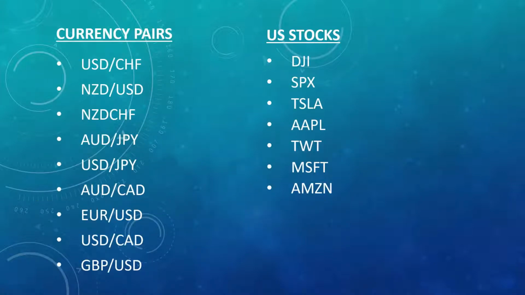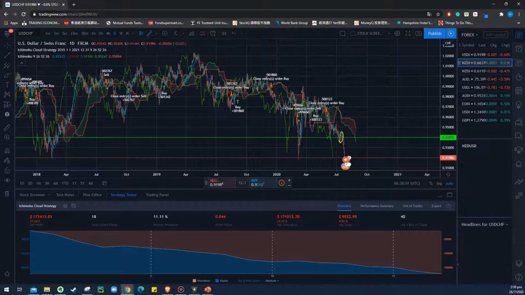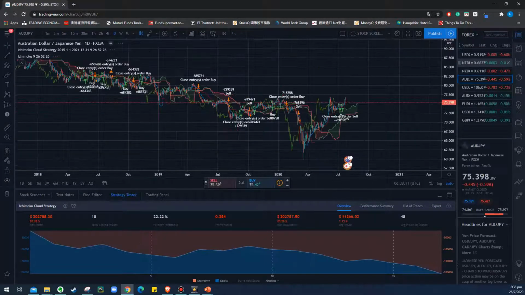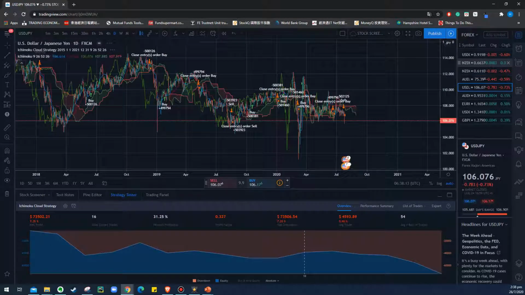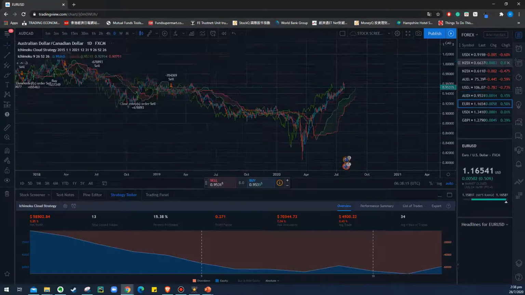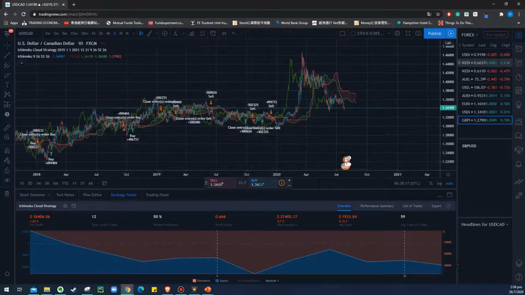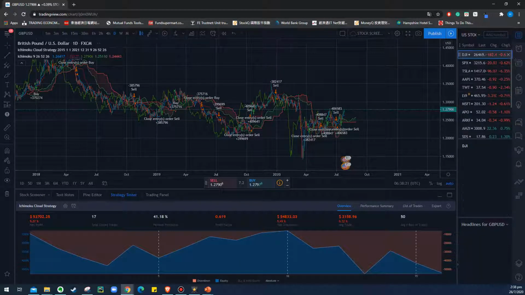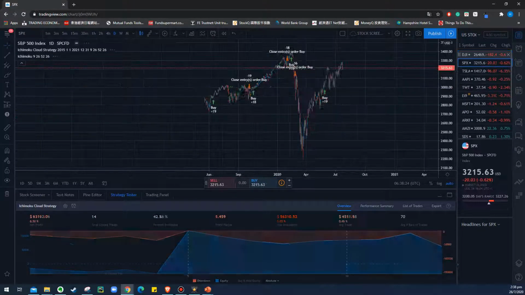I applied the strategy on 9 different currency pairs, between the period of 2015 to 2020. We can see the results are mostly negative, regardless of the time frame we trade the strategy on. I proceeded to apply the strategy to some US stocks and found that the performance of the strategy has greatly improved, especially on lower time frames such as the 2 hour and 60 minute charts.